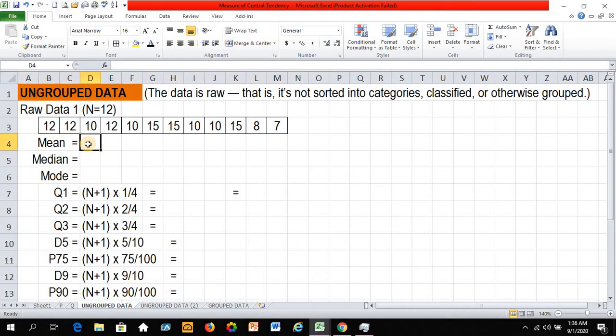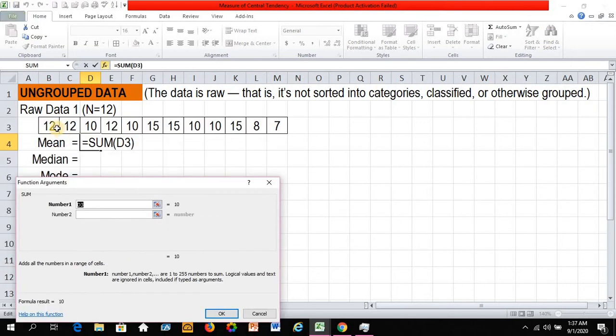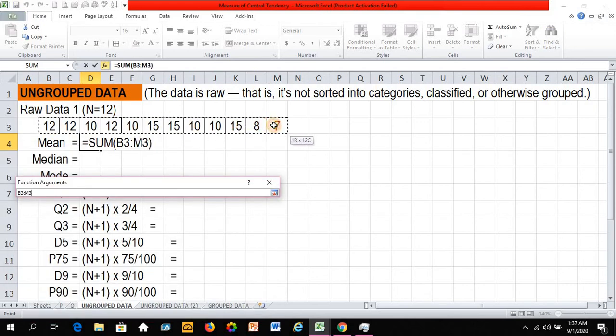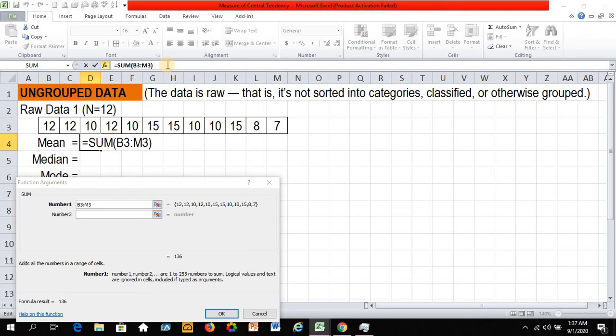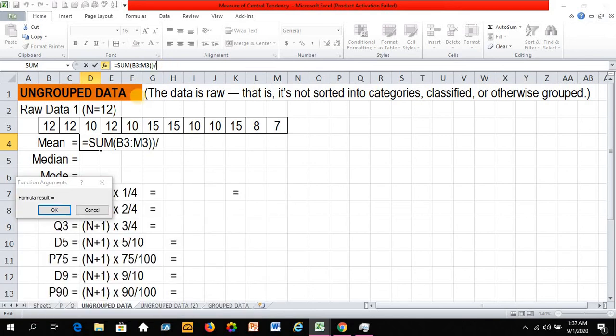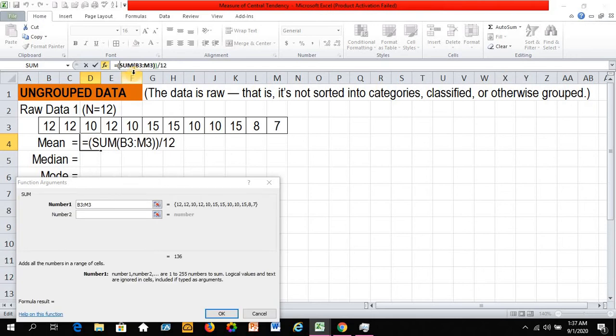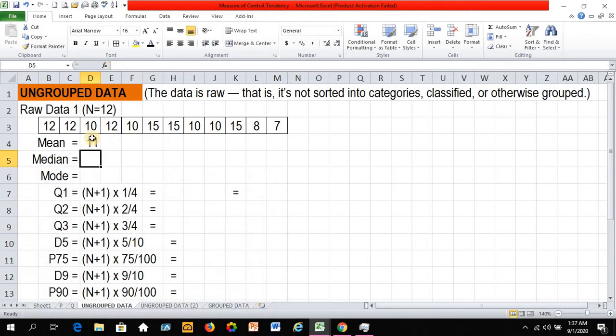Pag sinabi nating mean, ito yung calculated average. This is equals sum. Summation natin ito. And then, i-divide natin by 12. Now, ayusin ko lang yung formula ko. Dapat ito ay naka-enclose ng buo. Then, divide by 12. Then, press enter. So, 11 ang ating calculated average.